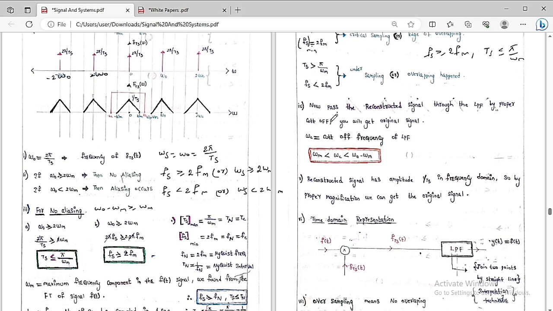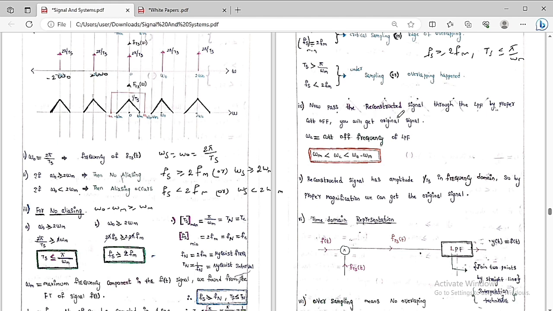The next thing is, now pass the reconstructed signal through the low pass filter with a proper cutoff frequency so that you can get back the original signal. I already told you: first, you multiplied the signal f of t and delta Ts of t, and now we have to pass it through the low pass filter. Then we get a new signal, and if you do the scaling, we can get back the original signal.